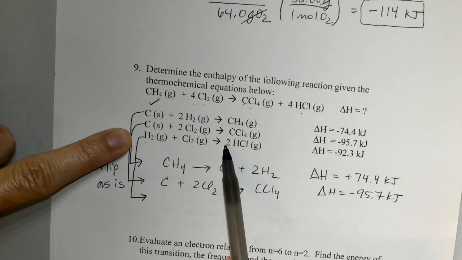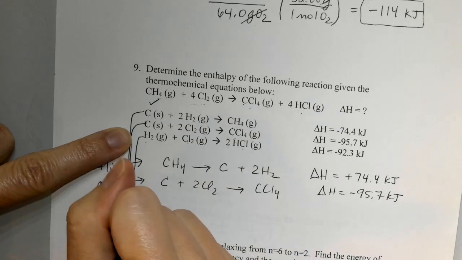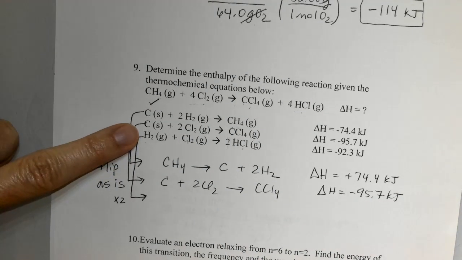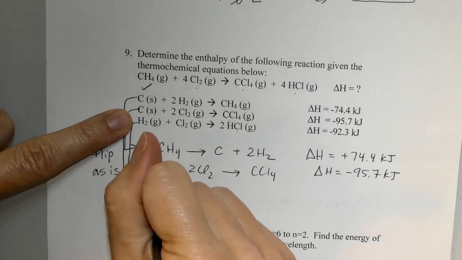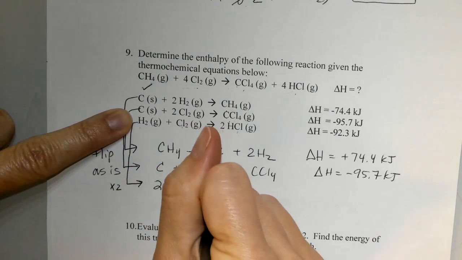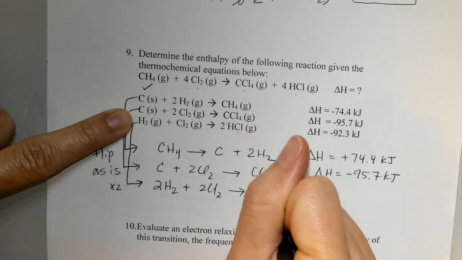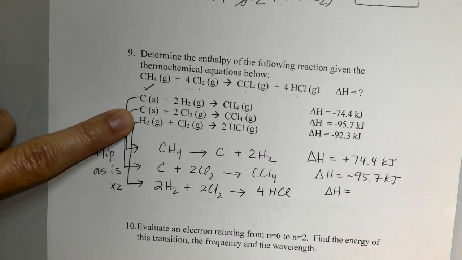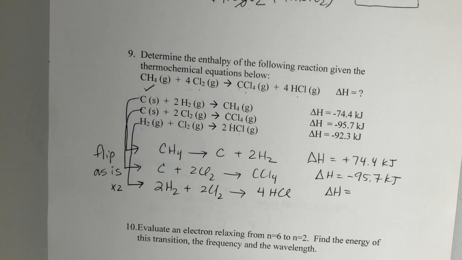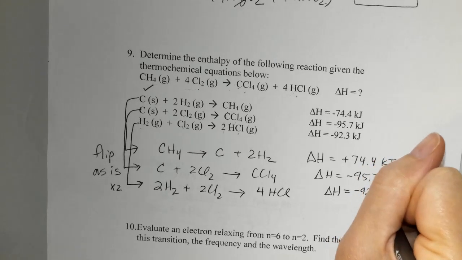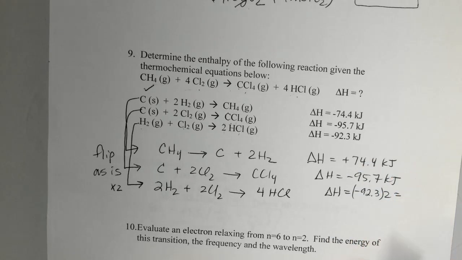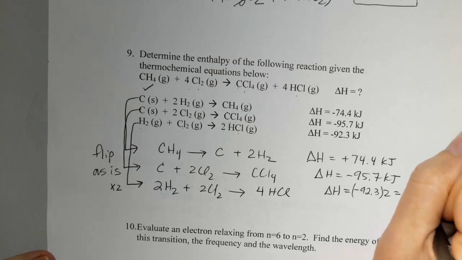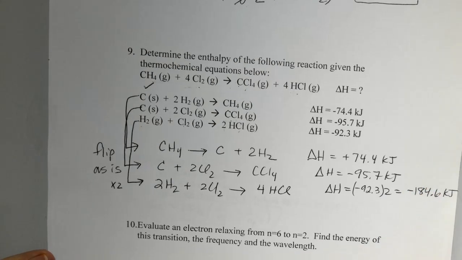Does it have the right coefficient in front? No. It has a 2, I need it to have a 4. So I'm going to multiply that equation, the thermochemical equation, by 2. So I'm going to have 2 hydrogens with 2 chlorines making 4 HCl. And when you multiply the equation by 2, it makes sense. You're going to get twice the energy released, right? So we're going to take that negative 92.3 and multiply that by 2. So what I get here for my new delta H value is negative 184.6.